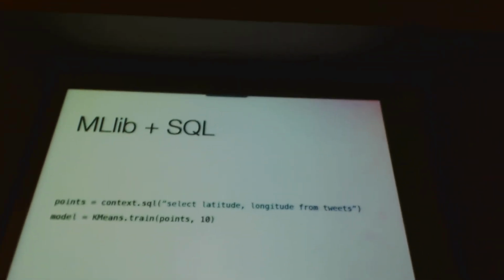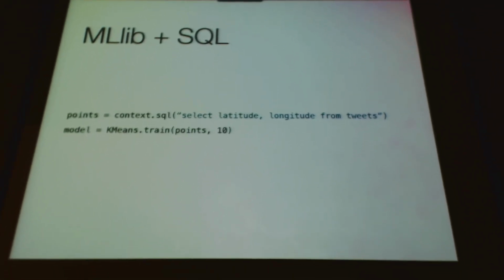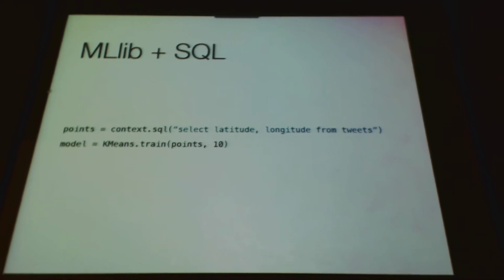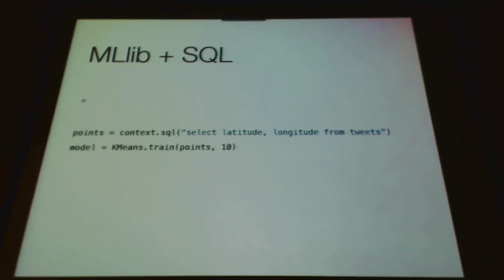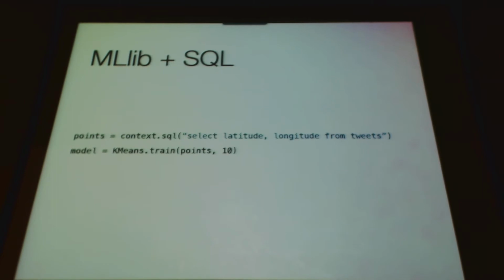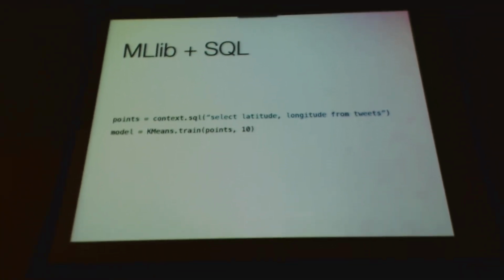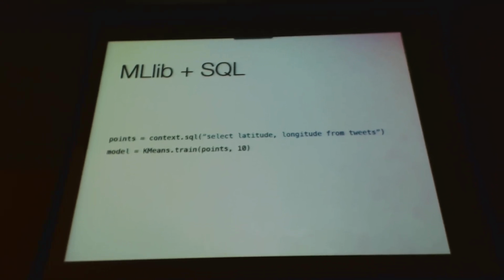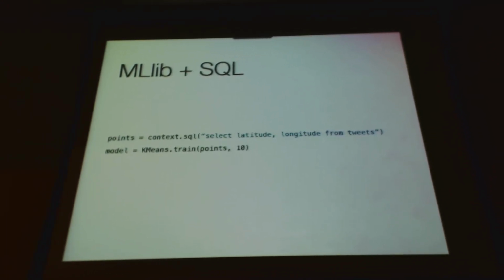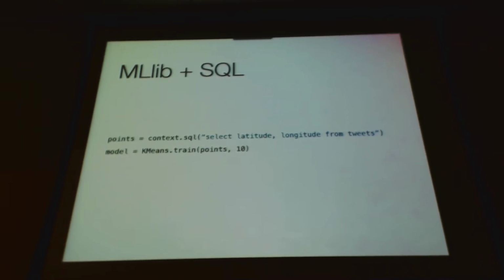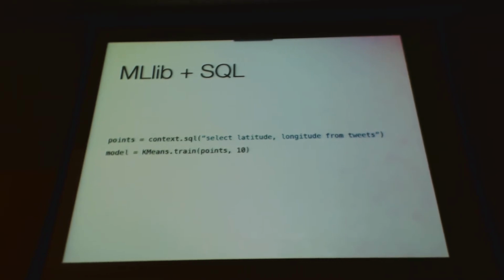MLlib plus SQL: really, the world of machine learning and the world of SQL don't overlap that much. But certainly in the case of preparing your data and then running machine learning on it, they do. So in this case, what we're doing is taking a bunch of tweets, looking for their latitude and longitude, and then training k-means to build a model of latitude and longitude. This would look like 2 lines, and out of those 2 lines, you're probably going to get something that looks like the map of the world, because people tweet all over the world. If you cluster by that, you're probably going to see just the oceans getting in the way.